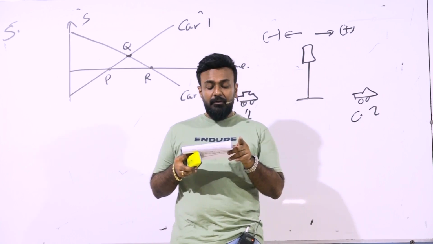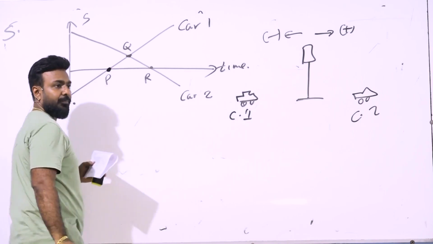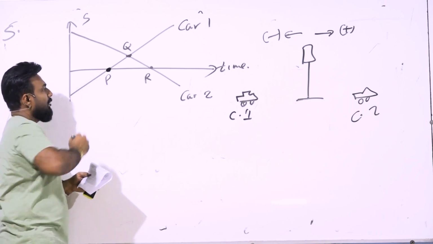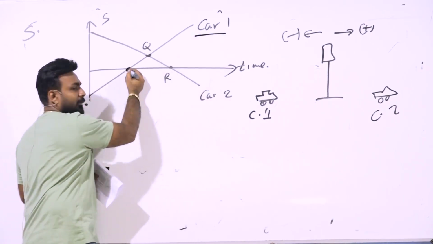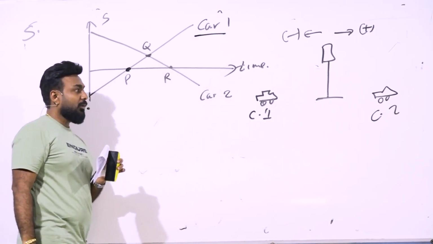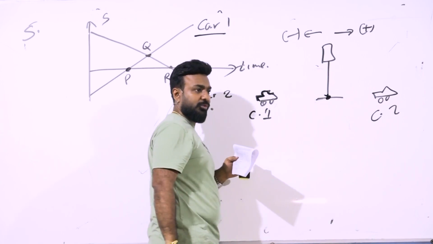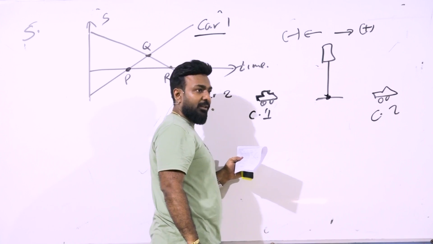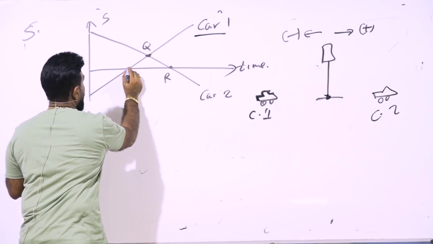A. Relevant to P. What is the point P here? Point P means the position where car A has displacement 0. So at that moment car 1 comes to this post. Can you understand? So displacement becomes 0 at the point P.